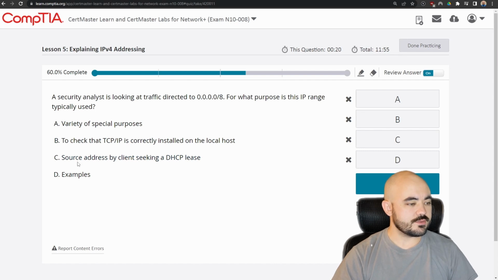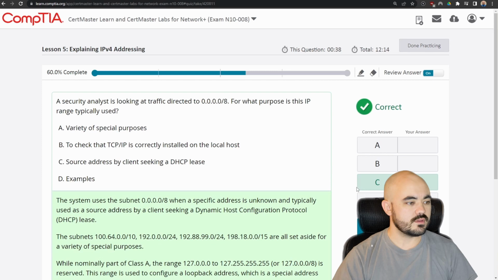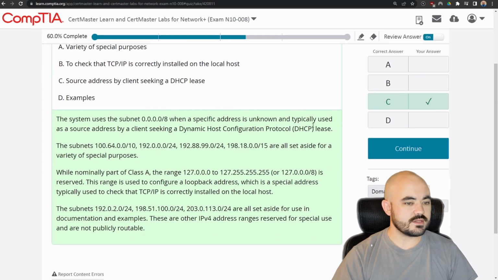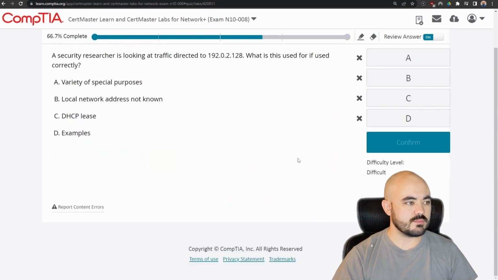So answer C makes the most sense. A source address by client seeking a DHCP lease. Yeah, that makes sense. I'm going to say it's that one. It could be A. I don't understand D as an answer. It's weird. All right, C is correct. Look at that. And moving on.